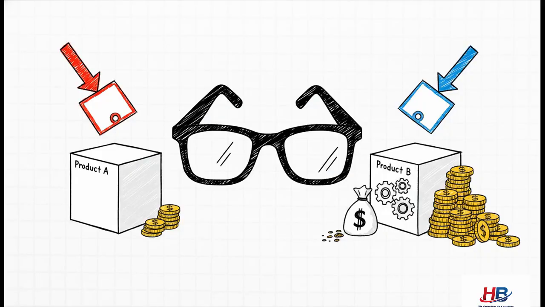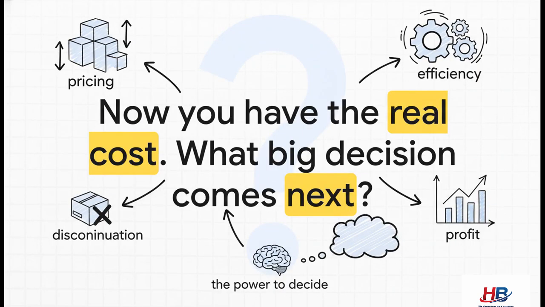I mean, the takeaway here is just so powerful. With this new, accurate information, the business can finally see what's really going on. They were probably charging too much for the easy product, product A, and, this is the really dangerous part, charging way too little for the difficult resource hog, product B. But now they know.